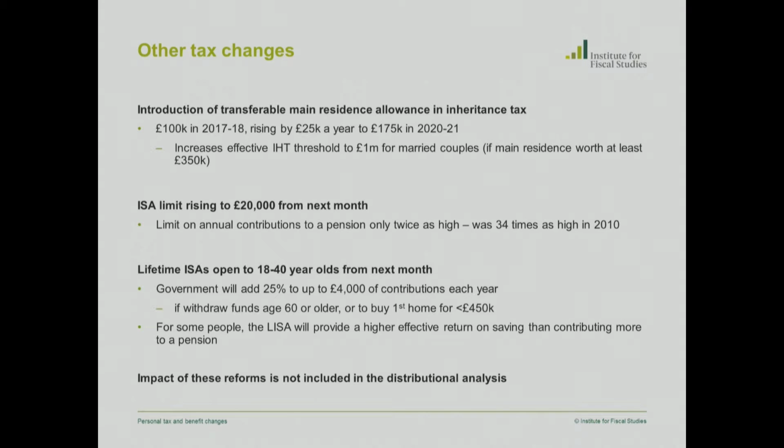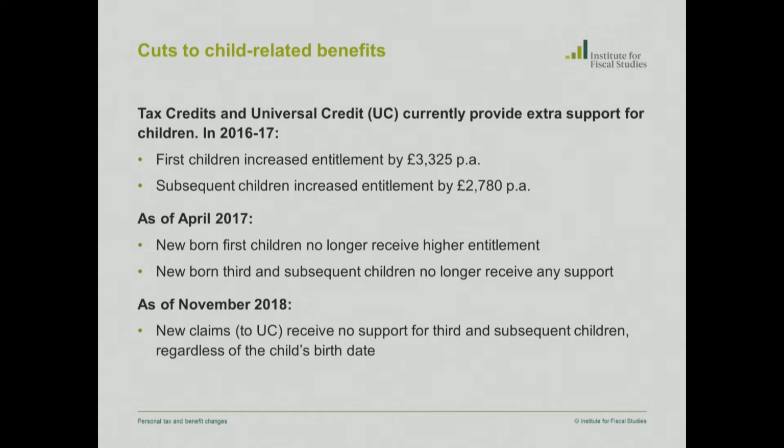So that's tax. As Paul said, perhaps the more significant changes coming in April are on the benefit side. So first, some cuts to child-related benefits. Now, what are we talking about here? We're talking about tax credits and their successor universal credit. And the current rules are that basically if you have the first child in a household on tax credits, the maximum entitlement for that child is just over £3,000 a year.